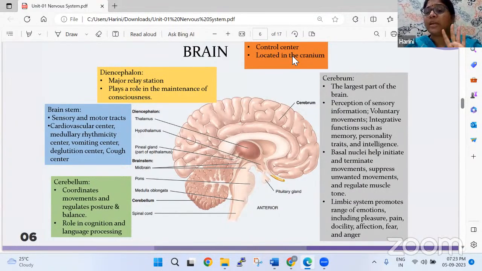It consists of four major divisions. One is the cerebrum. If you just go through, this is the cerebrum. Then the diencephalon and the brain stem, and posterior to that is the cerebellum. So these are the four major divisions, and this is nothing but the brain. Now let's go with the individual parts. Let's start with the stem part, the root part. Hope you're all getting it.